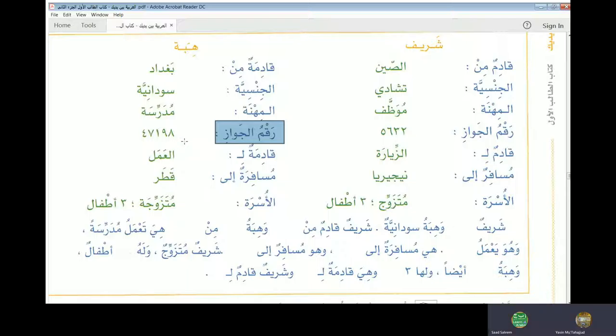Raqm al-jawaz. Arba'a wa sab'un wa wahid wa tis'un wa thamanin. 47,198. Kadimatun lil amal. Did you come for work? You come for work. Musafiratun ila Qatar. Al-Usra.